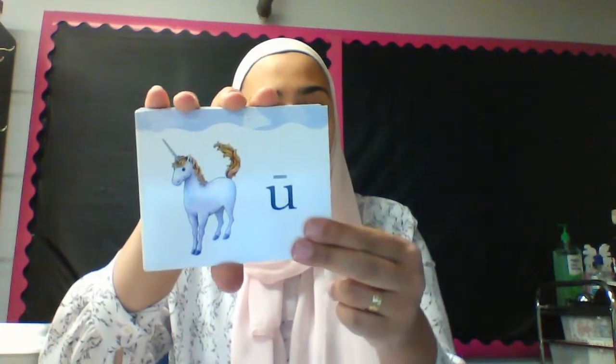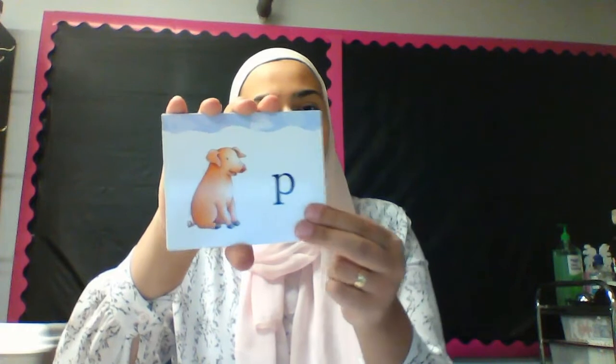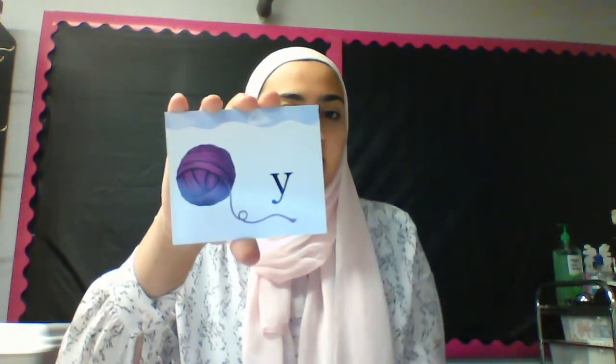Umbrella, unicorn, U. Balloon, B. Cat, K. Dog, D. Fish, F. Goat, G. Hat, H. Jar, J. Kite, K. Lion, L. Monkey, M. Nest, N. Pig, P. Rabbit, R. Sun, S. Tent, T. Vest, V. Wagon, W. Yarn, Y. Zebra, Z. Fox, X. Very good.